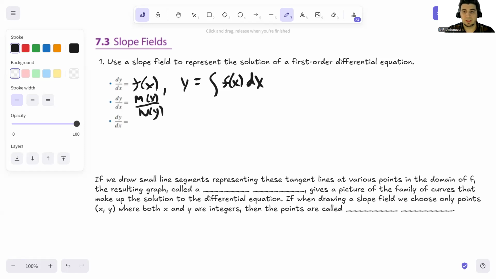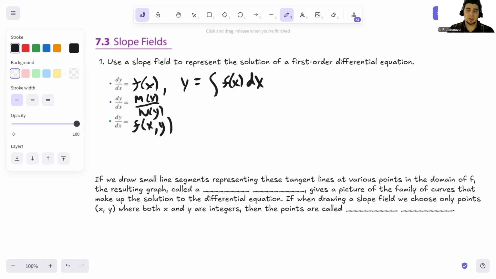But in a lot of cases, finding the general solution of a first order differential equation is not possible because the differential equation is a function of x and y. So we use the method of slope fields to obtain information about the solution. And this is one of several different methods, but we're going to focus on this one.